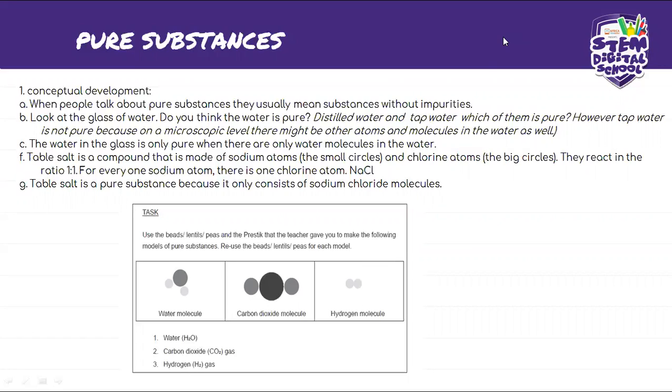Chlorination is a process. Chlorine is part of the water. Now listen. However, tap water is not pure because on a microscopic level there might be other atoms and molecules in the water as well. So it's only distilled water that is pure. Distilled means the water is only water molecules and nothing else. But tap water can contain other substances dissolved in it.